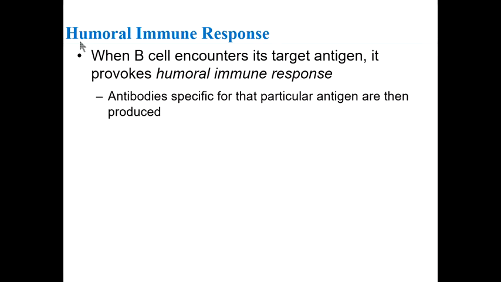Now let's cover the humoral immune response. And recall that the humoral response involves B lymphocytes when they encounter their very specific target antigen, that foreign antigen that's not part of self proteins. So the humoral immune response is provoked when the B cell binds with the antigen. When it does so, it creates antibodies specific for that antigen and mark that antigen for destruction.